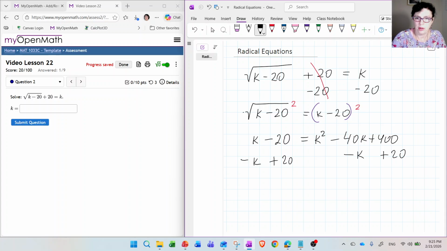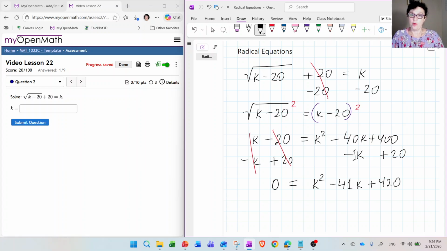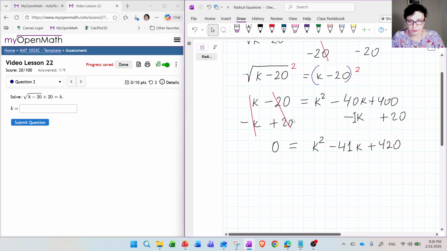Combine it. What's going to happen is it's going to cancel here, and on the left-hand side we're just going to get 0. When everything cancels, it means it's 0. Then it's going to be k squared, and negative 40 minus 1 is negative 41k, and then 400 plus 20 is 420. Now we have a quadratic equation to solve.